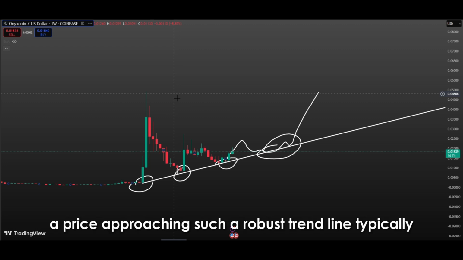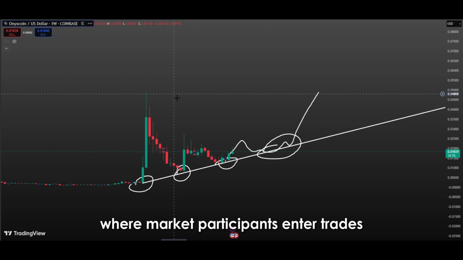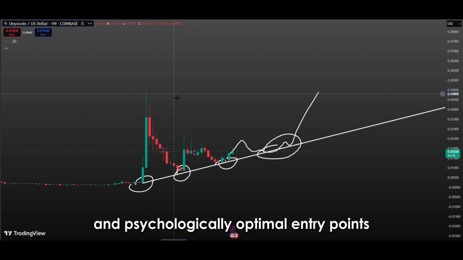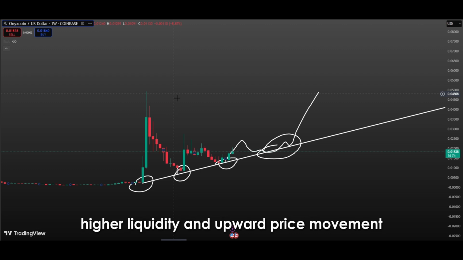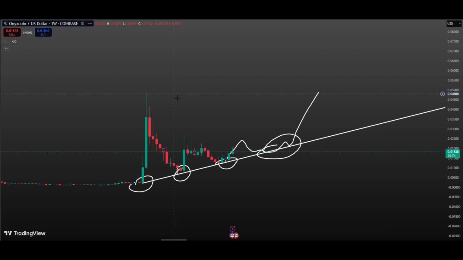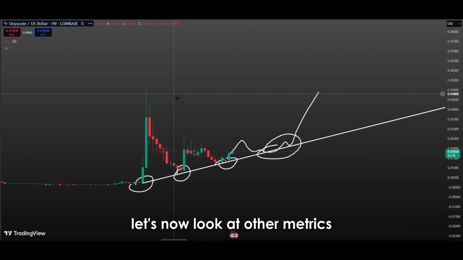A price approaching such a robust trend line typically results in scenarios where market participants enter trades with greater confidence. Investors generally see prices touching this line as both technically and psychologically optimal entry points, which leads to increased volume, higher liquidity, and upward price movement. But we can't make decisions based solely on trends. Let's now look at other metrics.